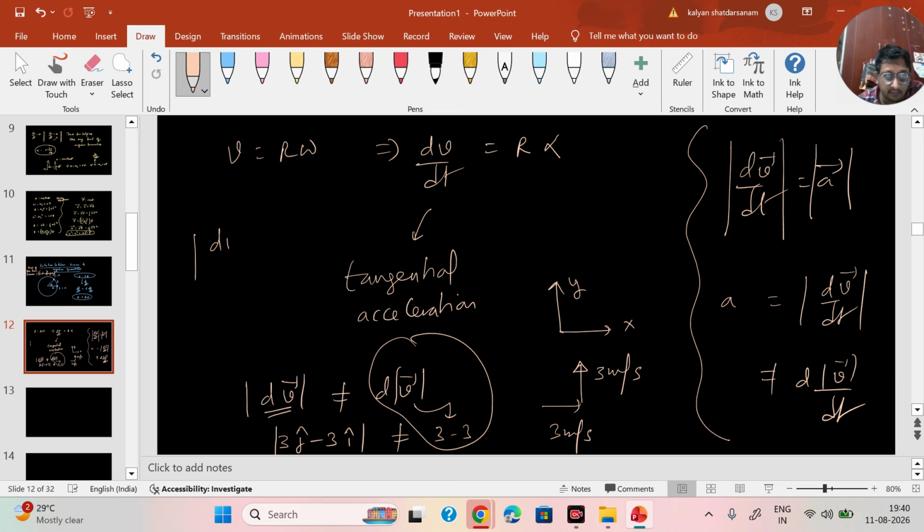Mod of dv by dt is magnitude of acceleration. d by dt of mod v, d by dt of speed, is tangential acceleration. You see that? It's not even total. You are differentiating only speed. You did not even care to look at direction. So it doesn't give total acceleration. It gives you only tangential. So I get from here, tangential acceleration is r alpha.